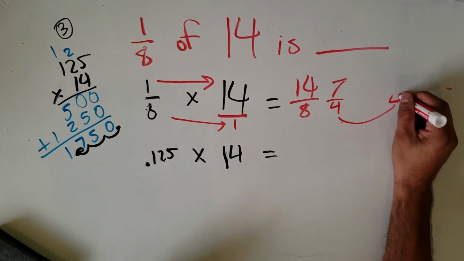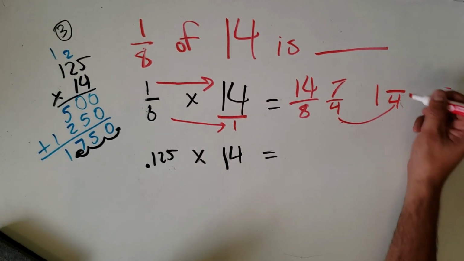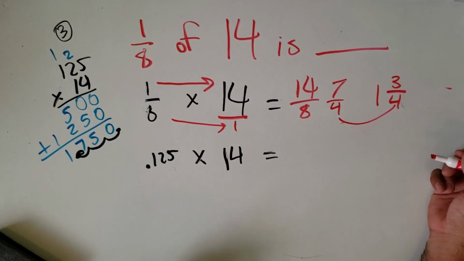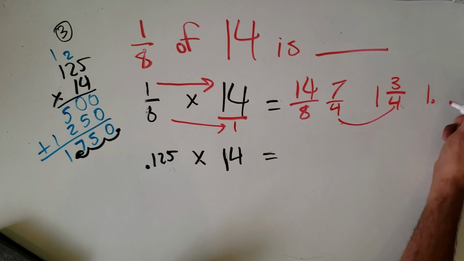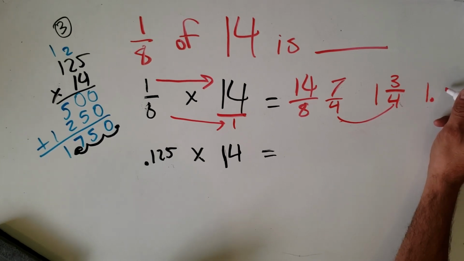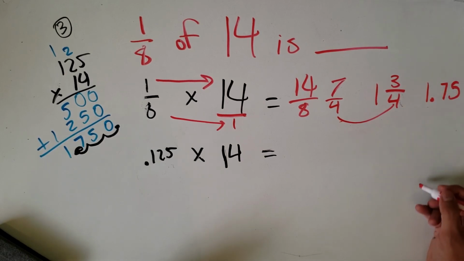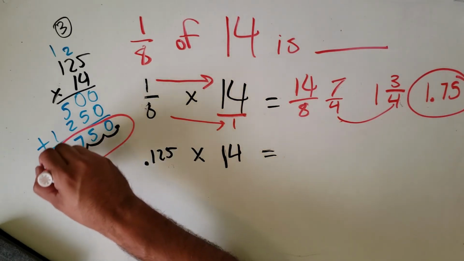We move that over. 4 goes into 7 one time. And 3 is left over. So I get 1 3/4. And what's 3/4 as a decimal? Does anyone know what 3/4 is as a decimal? 0.75. So there it is. So we got the same answer. So I got 1.75 and 1.75 right there.